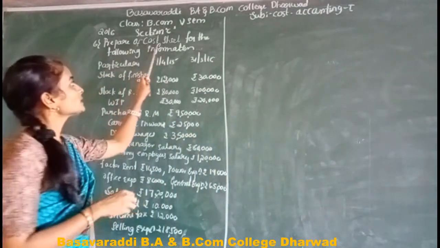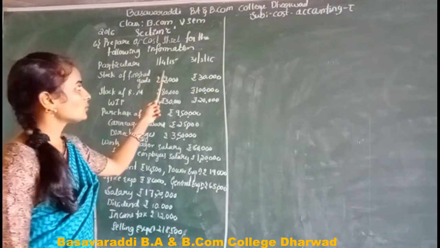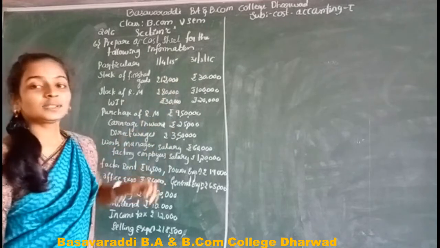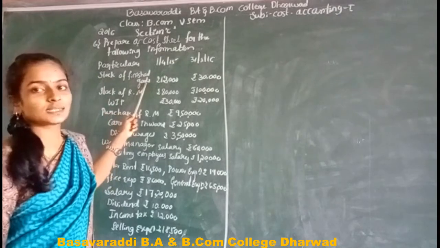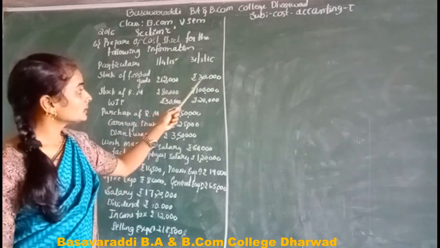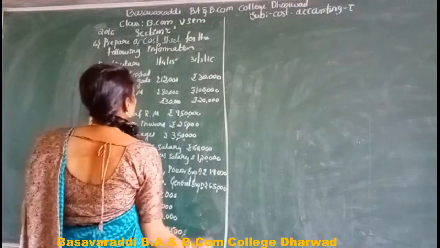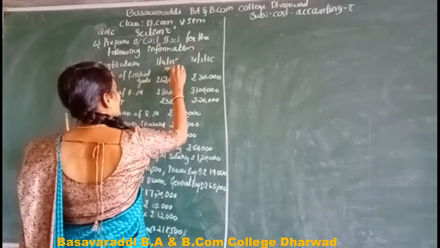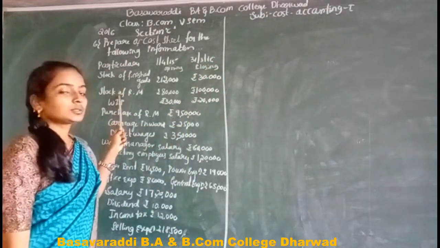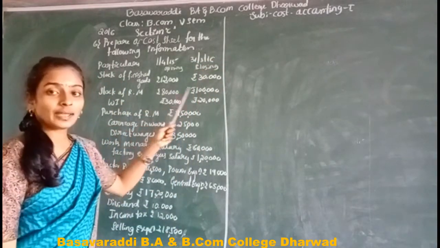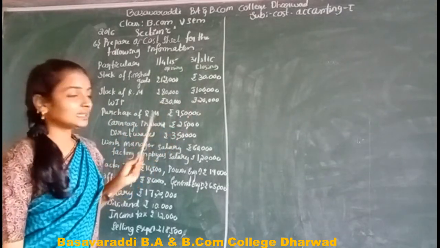Prepare a cost sheet for the following information: particulars 1/4/2015 and 31/3/2016. Stock of finished goods: opening 12,000, closing 30,000. This is opening stock, this is closing stock. Stock of raw material 80,000 and 1 lakh. Work in progress: opening 30,000, closing 20,000.